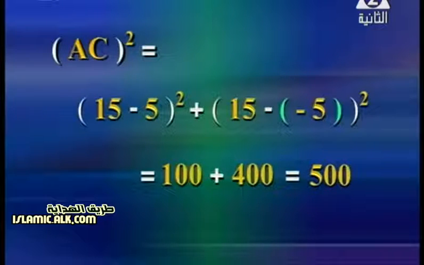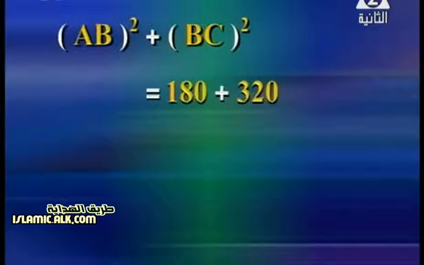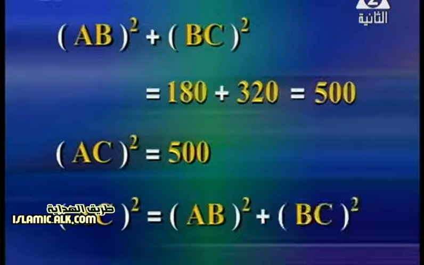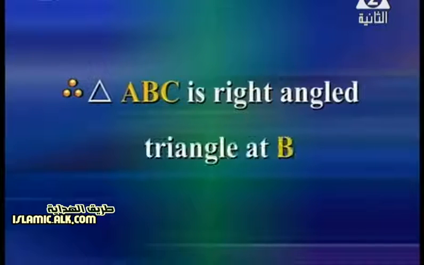And this means that AB power 2 plus BC power 2 equals 180 plus 320 to obtain a result as 500. Then what about AC to the power of 2? It is equal to 500. What do you notice? You notice that AC to the power of 2 equals AB to the power of 2 plus BC to the power of 2, which is Pythagoras theorem. In this case, we can say that triangle ABC is right angle triangle at B.